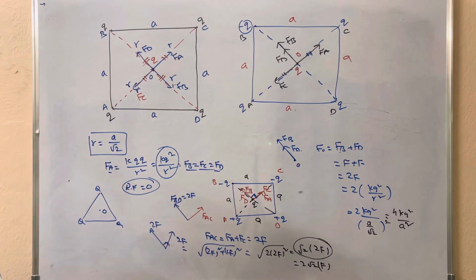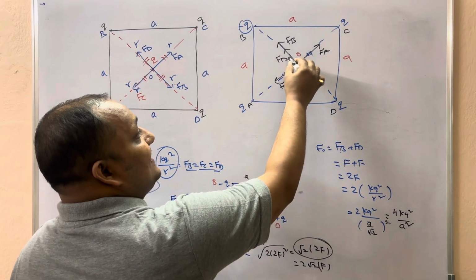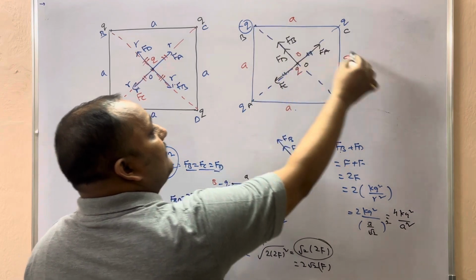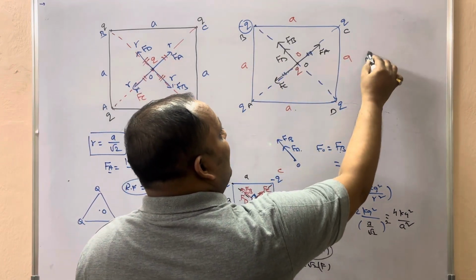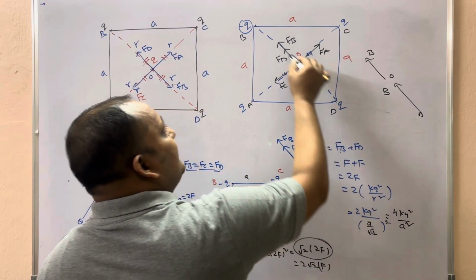How they are going to ask, in which direction resultant force is acting, like that they will ask. So for this case, resultant force is acting in which direction? Along OB. Resultant direction is along OB or DB. Correct? Like this it is acting.